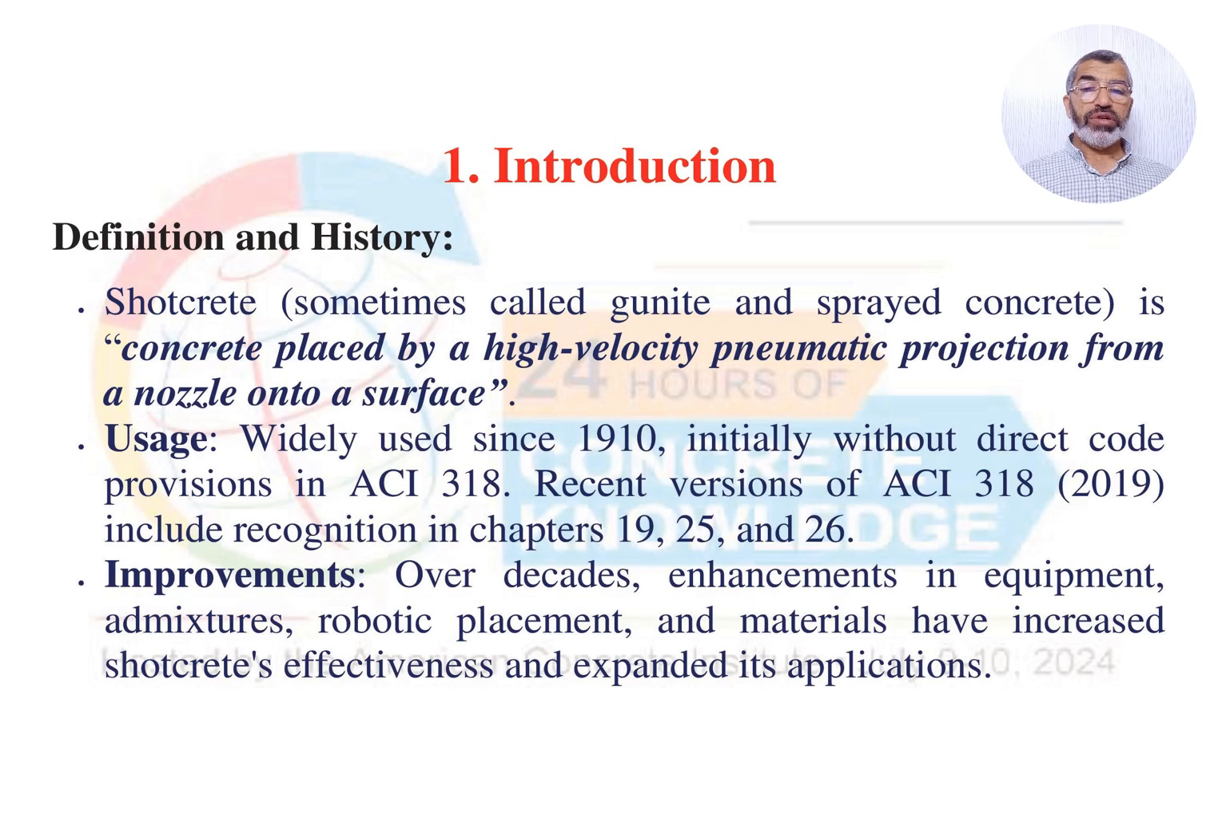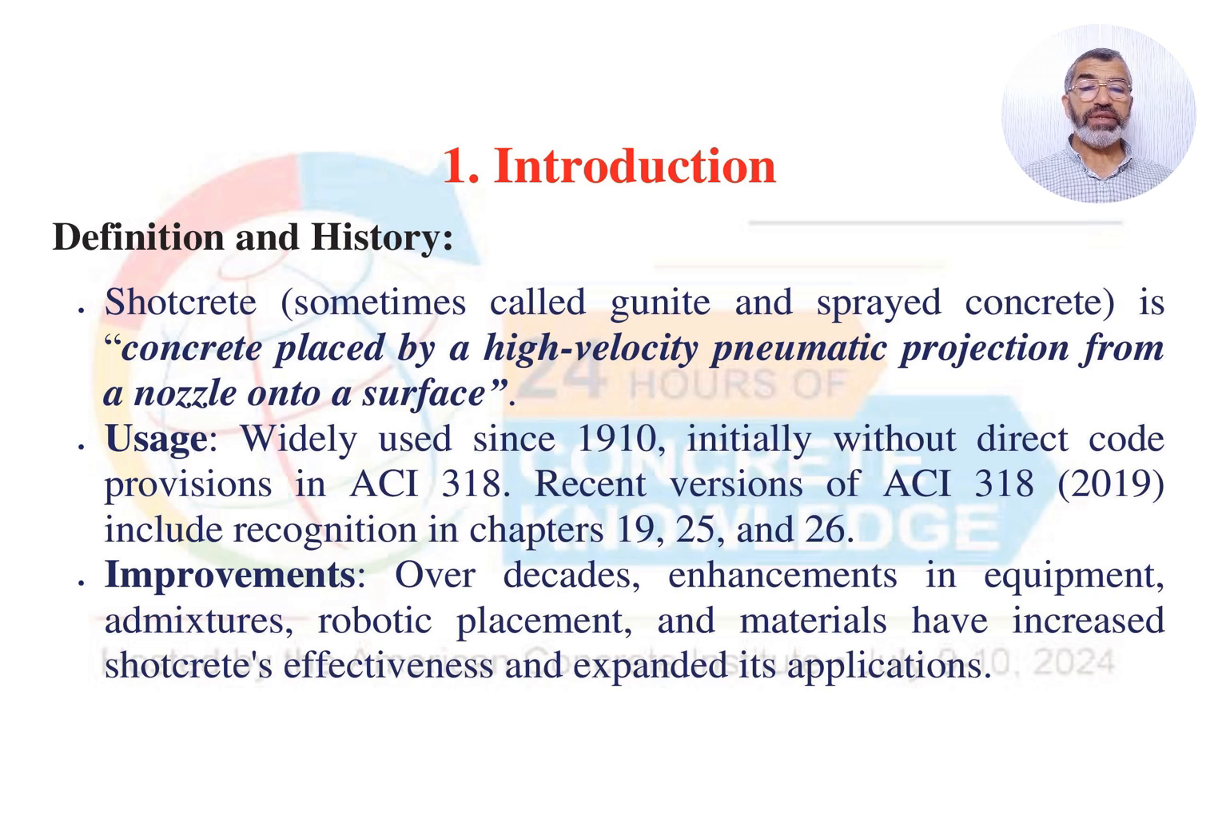A brief introduction on Shotcrete. First, to define Shotcrete, which is also known as gunite or sprayed concrete, as per the ACI terminology, it is concrete applied through a high velocity pneumatic projection from a nozzle onto a surface. That means a receiving surface. Shotcrete has been widely used since 1910, which is where the basic idea for shotcreting began.